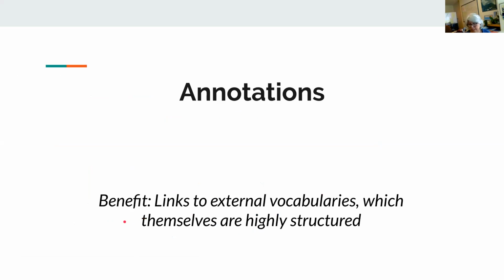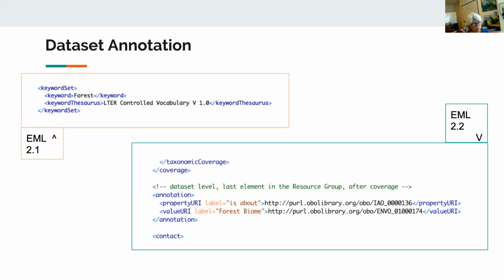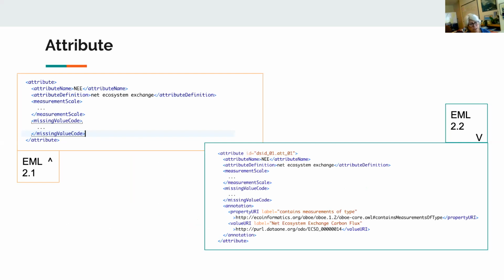So next is annotations. This is a rather major one, but the benefit is that you can link to external vocabularies which themselves can be highly structured. And I'll show you a couple of examples here. In EML 2.1, datasets have keywords, but in 2.2, those terms that are in keywords can be much more explicit, and they can include the identifier to a complex external vocabulary. So these are more powerful because the computer is able to follow that URI and understand more about that term and its relationships. The general rule would be that annotations should have URIs, not just URLs.